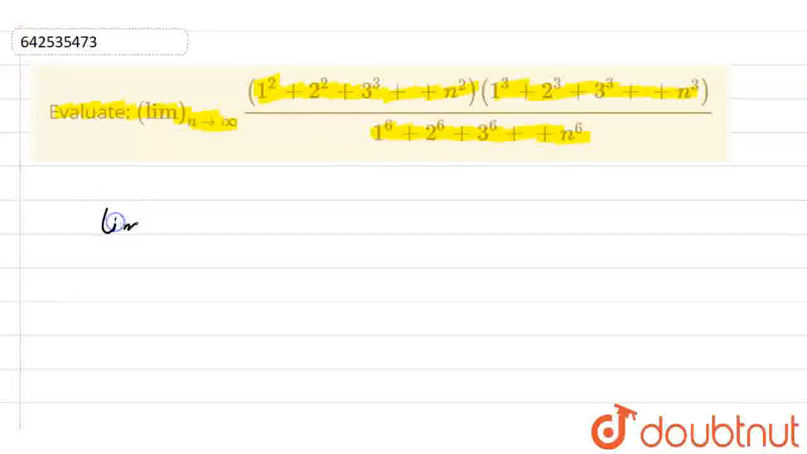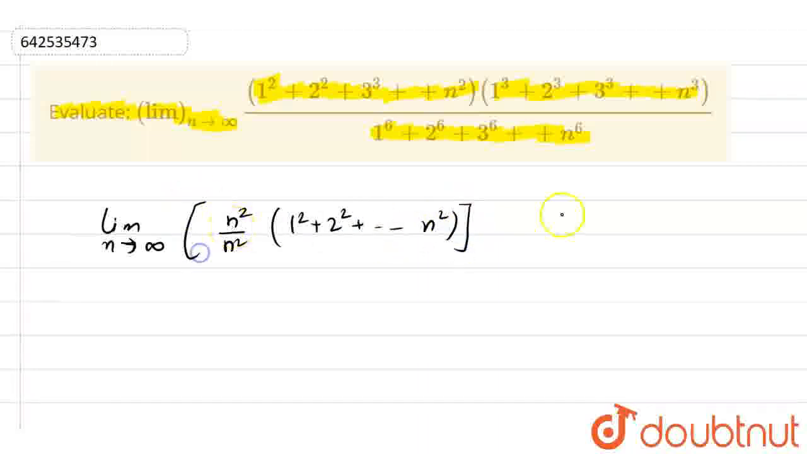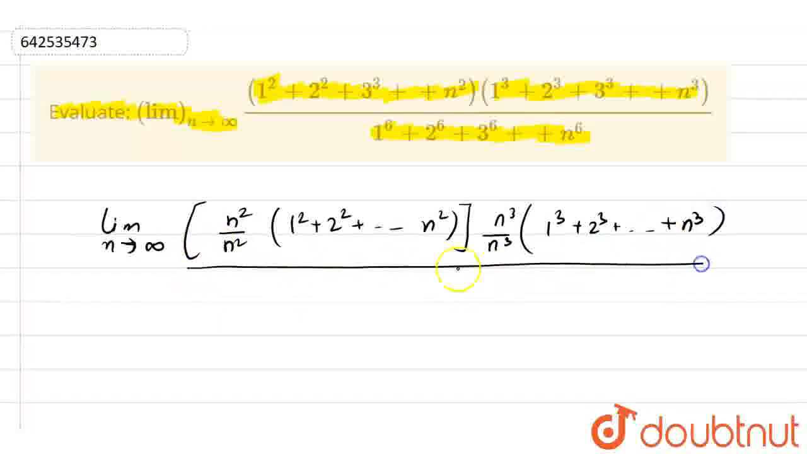Now in this question, my first step will be what? If I multiply by n square and divide by n square, you will get 1 square, 2 square and so on up to n square. Now for the second portion, if I multiply it by n cube and divide it by n cube, then I can write it as 1 cube plus 2 cube and so on up to n cube. This whole divided by n to the power 6 by n to the power 6, and we have 1 to the power 6, 2 to the power 6 and so on up to n to the power 6.